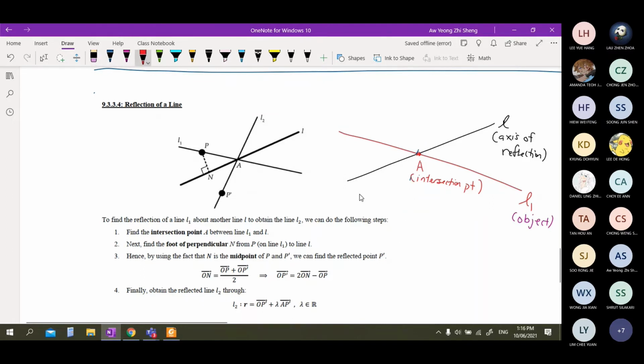Okay, now, according to the step-by-step procedure, the first thing is to find the intersection point A. If L and L1 are intersecting lines, we will be able to get the intersection point. So after you get the intersection point, the next step is to use the fixed point on line L1 from the line L1's vector equation. For the vector equation of L1, you can read a fixed point on the line. And so you can visualize it as, they call it point P. And this is the fixed point on L1.